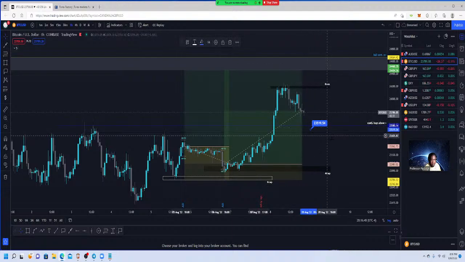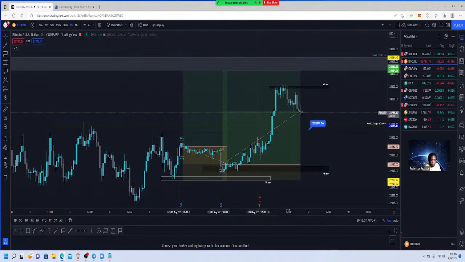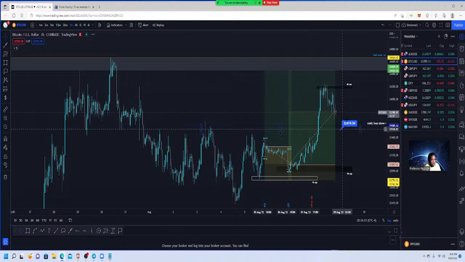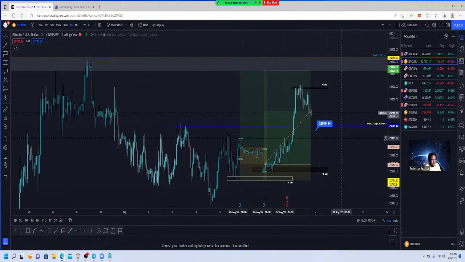But like I said, I don't like Bitcoin during the week, so I'll probably miss all this. But if you're watching, then potentially wait for 23,500 to get manipulated to the downside, then wait for that structure to shift to the topside.